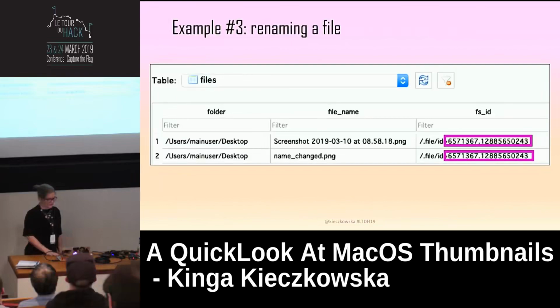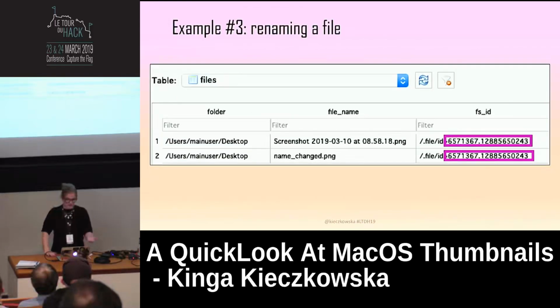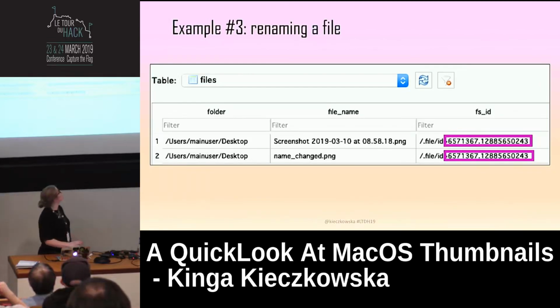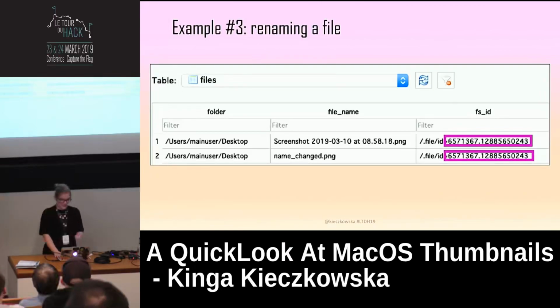Third little example, renaming a file. We changed the name of the file. I literally took a screenshot. If you have a Mac, it just gets saved with this weird name format with the date and the time when it was taken. Then I changed the name to name changed. Again, two entries, and you can see that the volume ID and the file ID are the same.